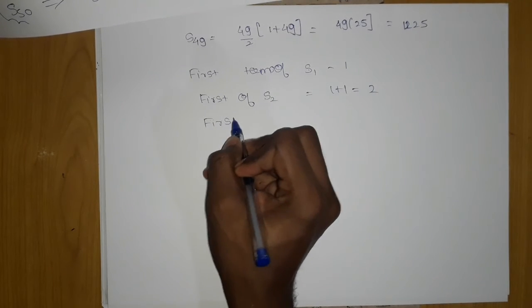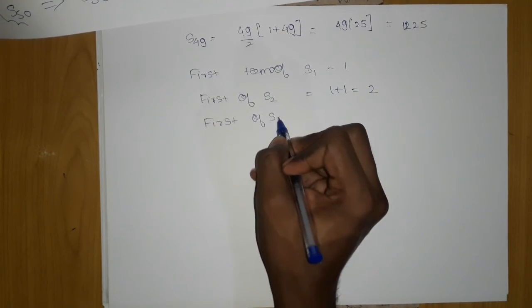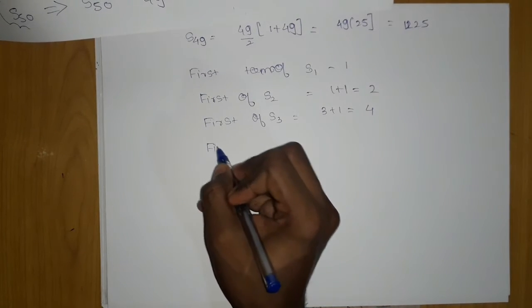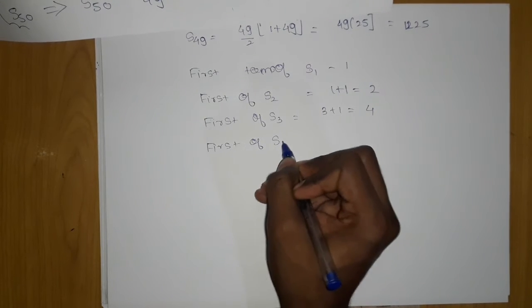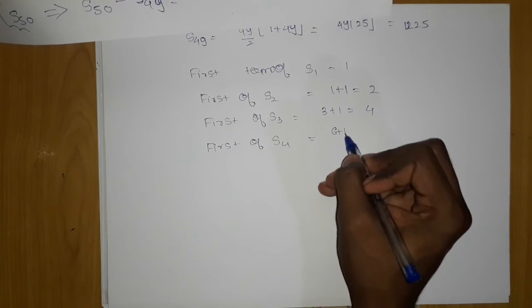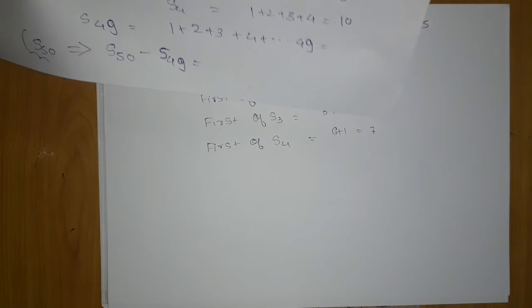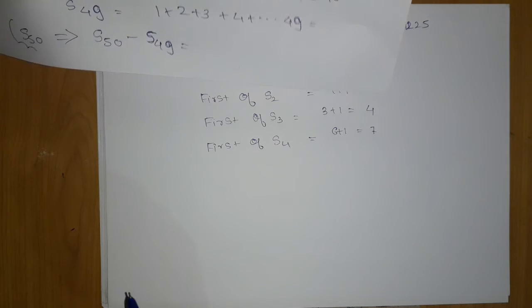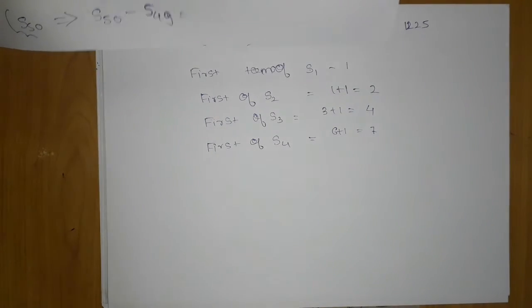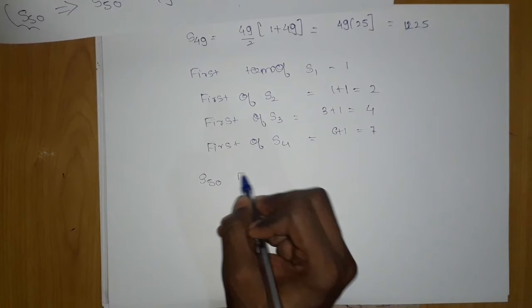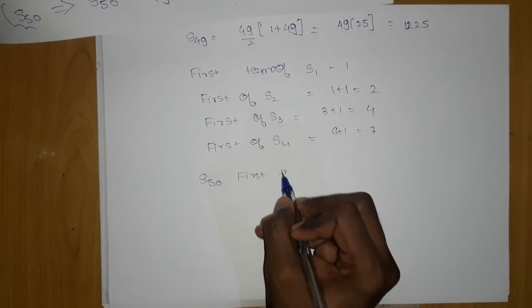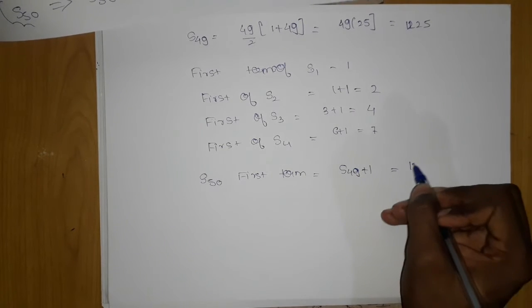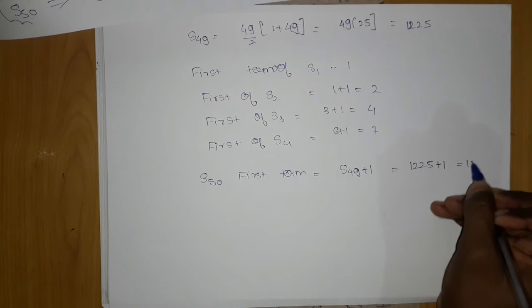You will observe for yourself how the sequence is varying. The first term is 3 plus 1, that is 4. The next will be 6 plus 1, that is 7. So if I want S4's first term, it is S3's last term plus 1. So the first term of S50 will be S49 plus 1, which is 1225 plus 1, which is 1226.